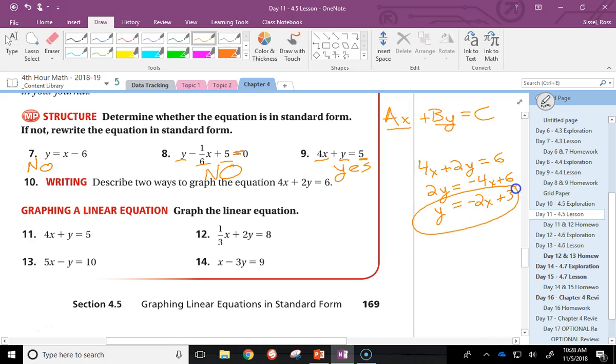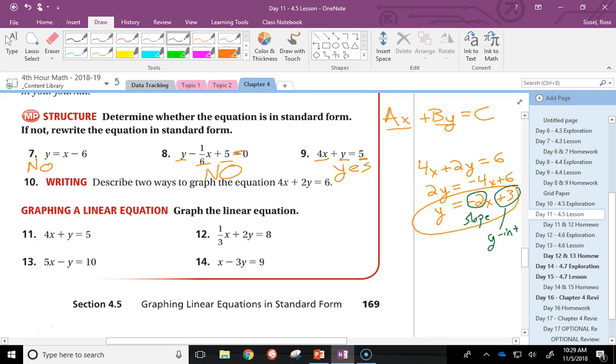I'm going to graph that line where negative 2 is my slope. Positive 3 is my y-intercept. The other method besides slope-intercept is to do what? Intercepts. Find the intercepts. Find my x-intercept, find my y-intercept.